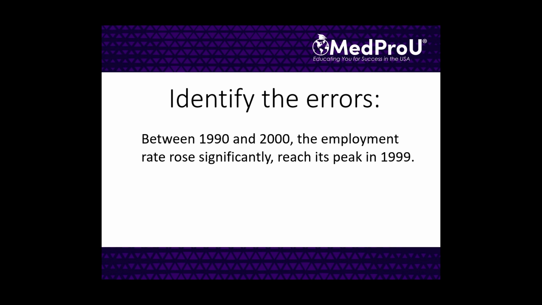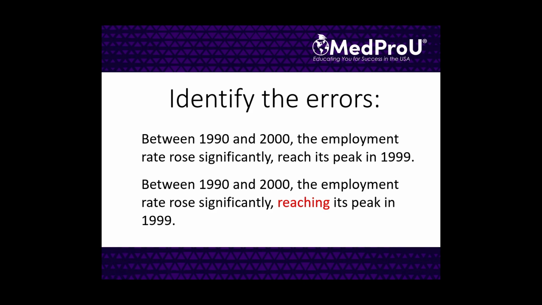I can see two answers. It should be reaching or reached or reach. Three answers already. So it should be reaching. So the employment rate rose significantly, reaching its peak in 1999. Because it should be continuous form because it's following rose. Rose significantly, reaching its peak.